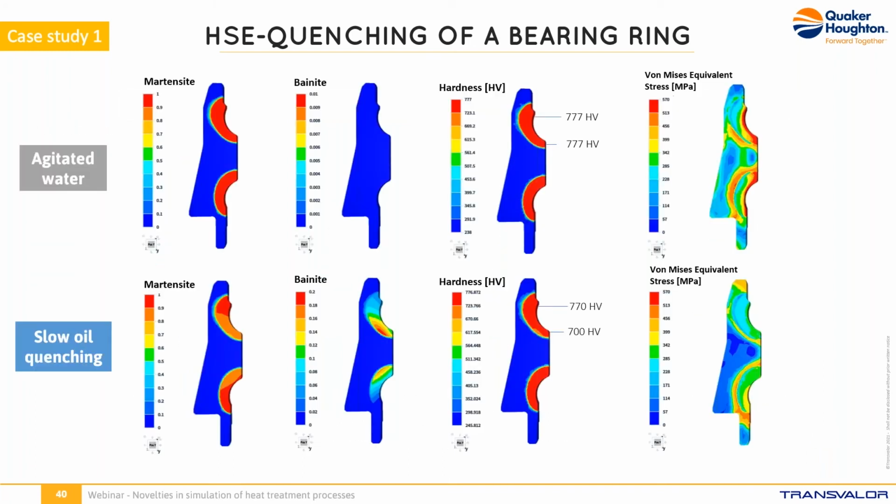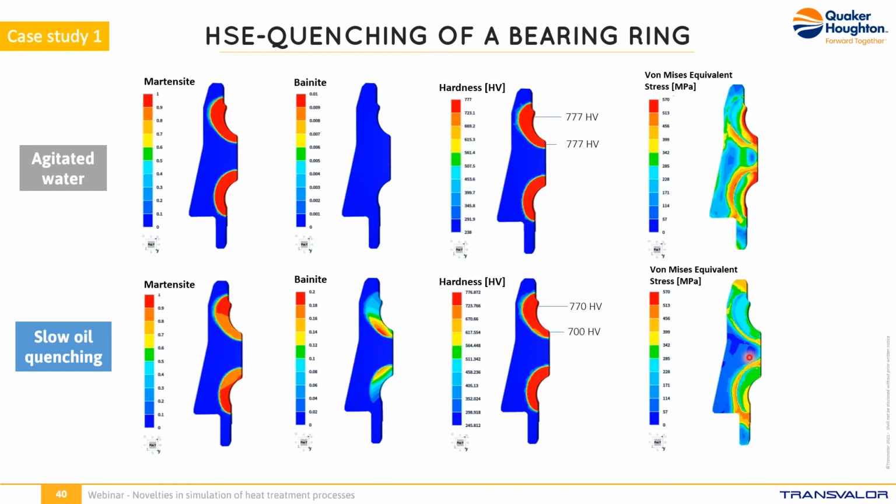For the agitated water, we have exclusively martensite in the bearing ring, leading to a homogeneous hardness in the same area. However, the high-rate cooling leads to important residual stresses which cause distortion and potential cracks. On the other hand, with a slow oil quenching, we have significant formation of bainite, up to 20% in the bearing ring, which leads to heterogeneous hardness and unsatisfactory properties. But we have low residual stresses.